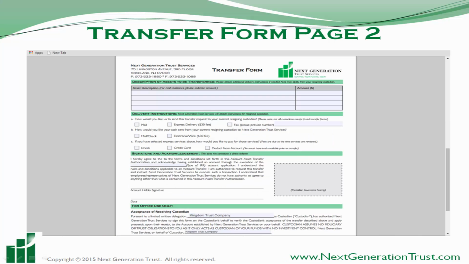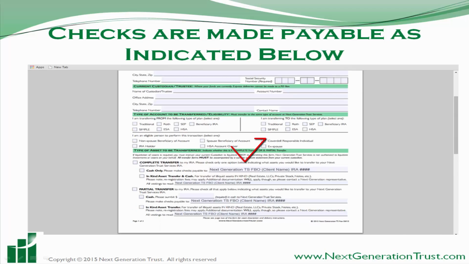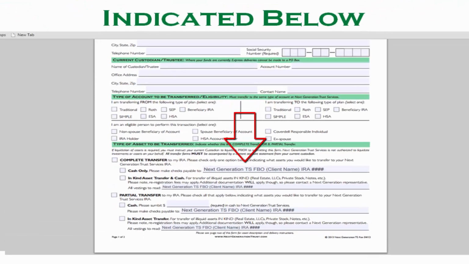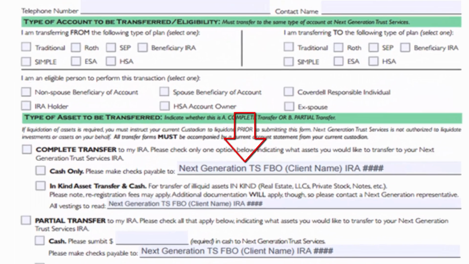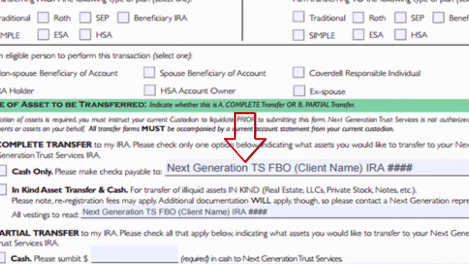There is also some flexibility about transfers between traditional and SEP IRAs and SEP and SIMPLE IRAs that our helpful staff can explain. Checks are to be made payable to Next Generation Trust Services for benefit of, followed by the client's name and IRA number issued by Next Generation.